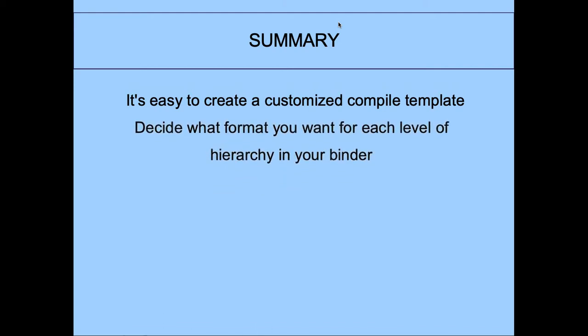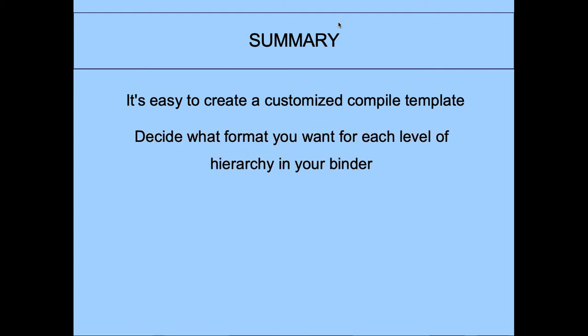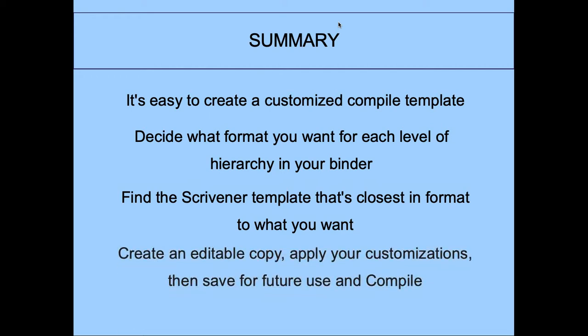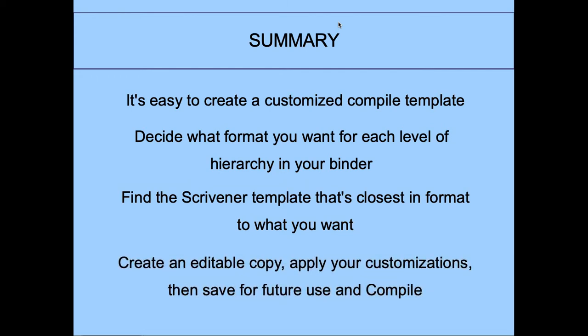In summary, it's easy to create a customized compiled template. First, decide what format you want for each level of hierarchy in your binder. Then find the Scrivener template that's closest in format to what you want. Create an editable copy, apply your customizations, then save for future use and compile. It's that easy. So that concludes this video.